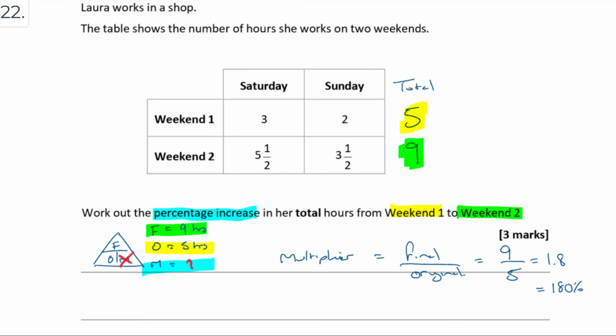Okay? But that doesn't tell me the percentage increase. Now, whenever you've got a percentage increase, you always start with 100%. So if I started with 100% and I've now got 180%, that means that the percentage increased by 80%, which took my 100% up to 180%. Okay, and that's my final answer. So the number of hours increased by 80% from week 1 to week 2.